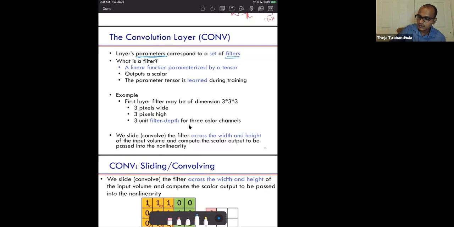So what is a filter by itself? It has a bunch of parameters in it. It's just a linear function parameterized by a tensor. A filter is just a smaller tensor, essentially. And a tensor, for us, is going to be a 3-dimensional matrix. I'm trying to define what the parameters of the CNN layer are: whatever all the parameters should be, I'm going to split them into sets of parameters.